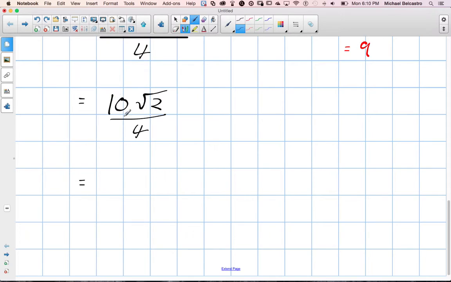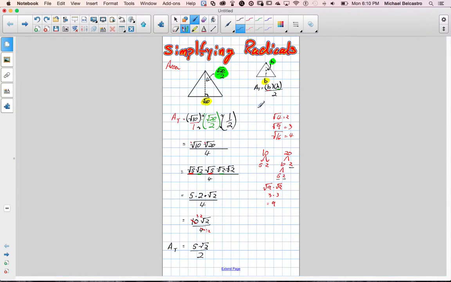2, exactly. So when I divide both of them by 2, think of it like you're dividing the top and the bottom of the fraction by 2. You end up with 5 root 2 over the number 2. And that would be the area of the triangle. That's what we're trying to kind of get at here. So we did a lot of extra stuff on the side, okay?